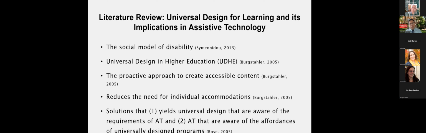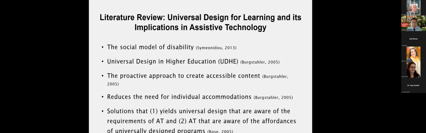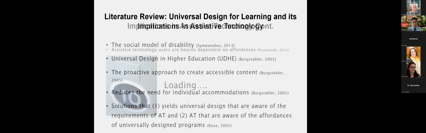What the application of this concept does is reduce the need for individual accommodations and open the scope to solutions that, one, yield universal design that is aware of the requirements of assistive technology, and two, assistive technology that is aware of the affordances of universal design programs. And I think that is where the affordances work comes into play. Let's dive into that.